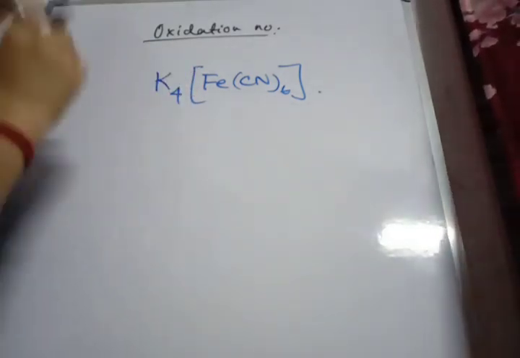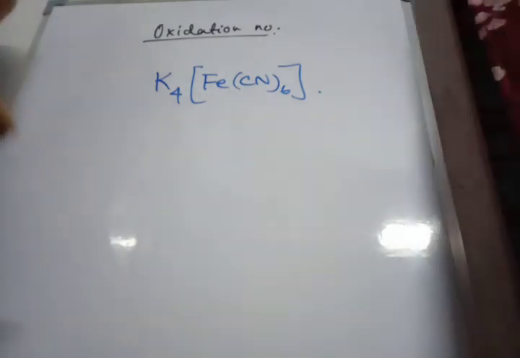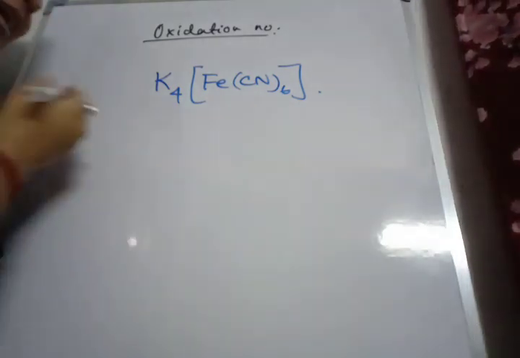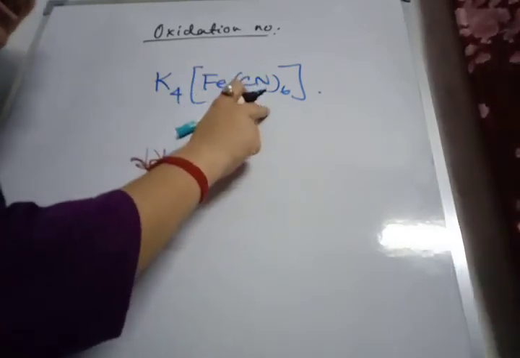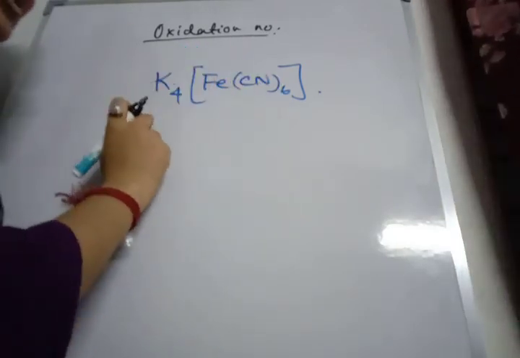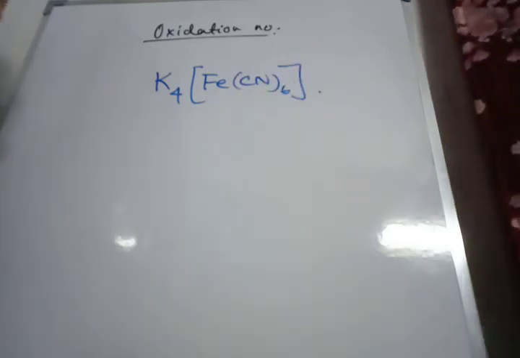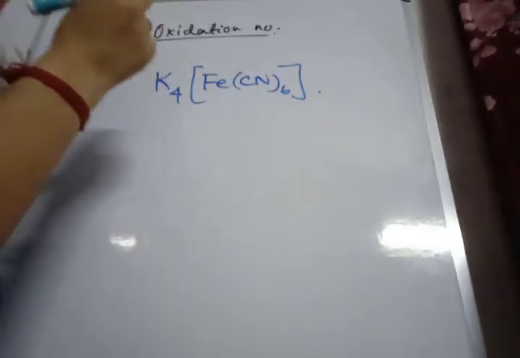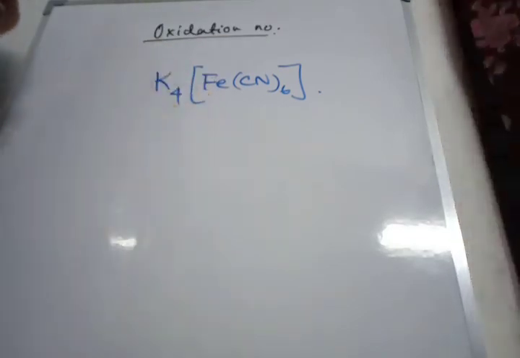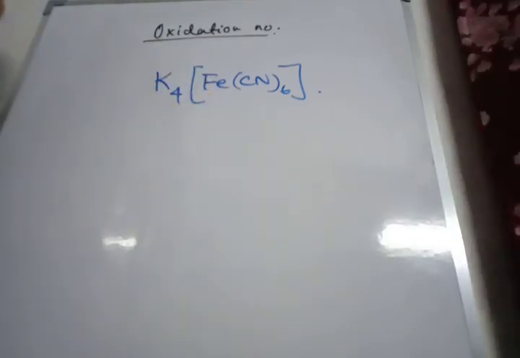Now we have already discussed that first of all we have to name the cation. So that is potassium. After the cation we have to name the ligand. That is potassium hexacyano or hexacyanido. Ferrate. We have to add the word ate to the metal, that is ferrate. Within bracket its oxidation state, that is II.